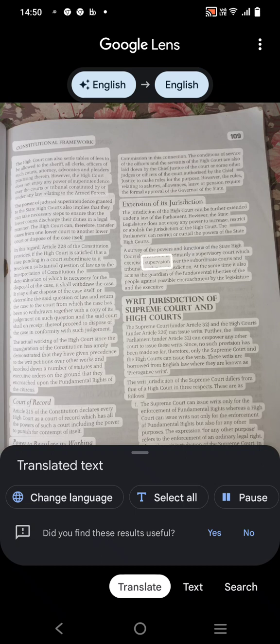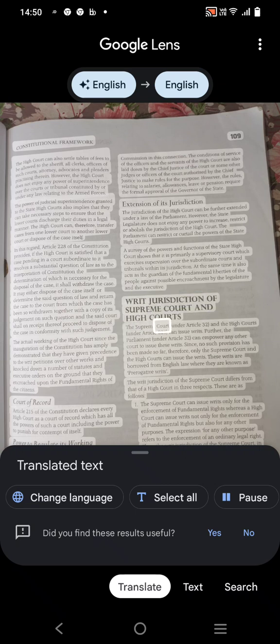which exercises supervision over the subordinate courts and tribunals within its jurisdiction. At the same time, it also acts as the guardian of the fundamental liberties of the people against possible encroachment by the legislature and the executive. Writ jurisdiction of Supreme Court and High Courts.